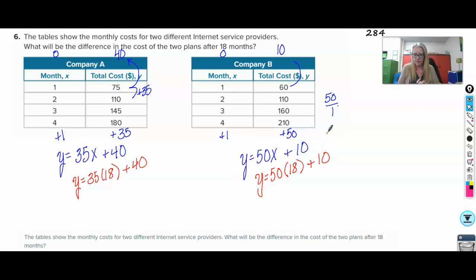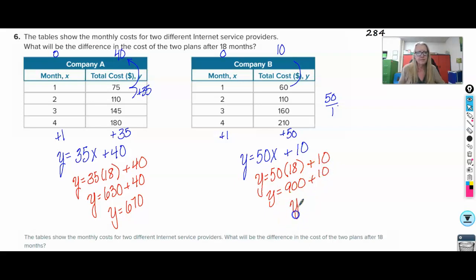All right, so I'm with the first problem. I'm doing 35 times 18 is 630. 630 plus 40 is 670. Over here, I need 50 times 18, 900. And 900 plus 10 is 910.